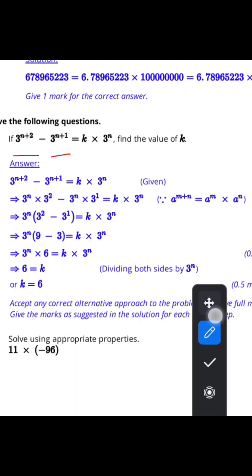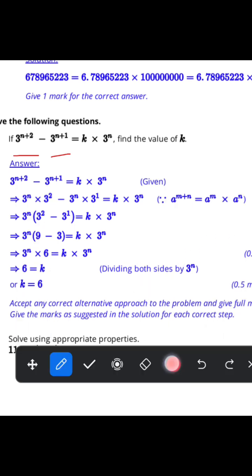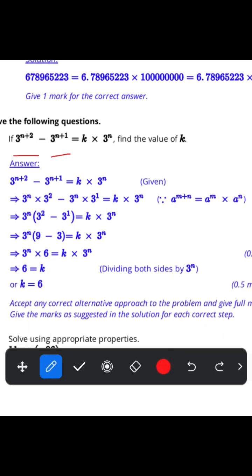a raised to m plus n is equal to a raised to m into a raised to n. When their bases are same in the multiplication, we can write this in the form of a raised to m plus n. And the opposite form, you can also write a raised to m plus n is equal to a raised to m into a raised to n. Here they give the 3 raised to n plus 2.